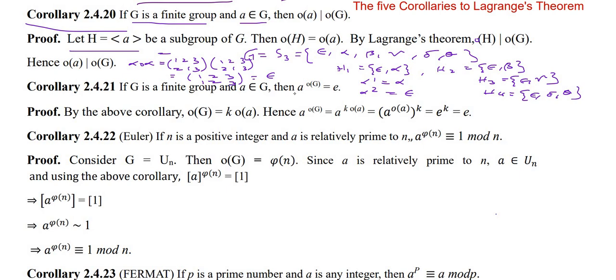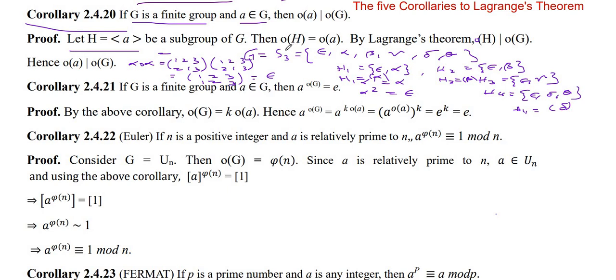So H1 is generated by alpha, and similarly we can show that H2 is generated by beta and H3 is generated by gamma, and for H4 both delta and theta are generators. So even though my G is not cyclic, I can always find a cyclic subgroup. So that is the thing that is considered here. Let H be a cyclic subgroup of G.